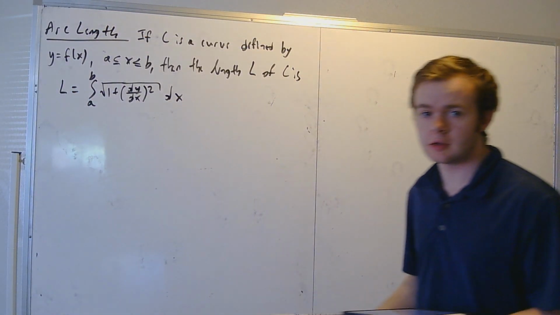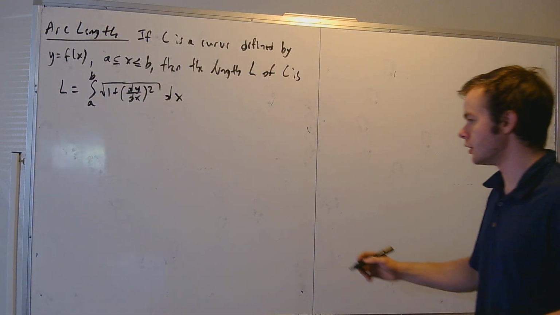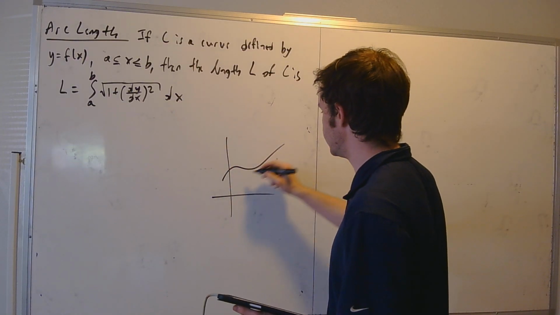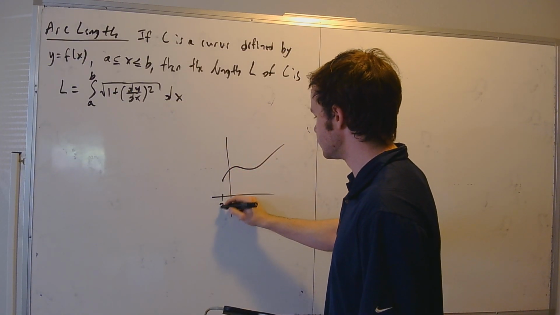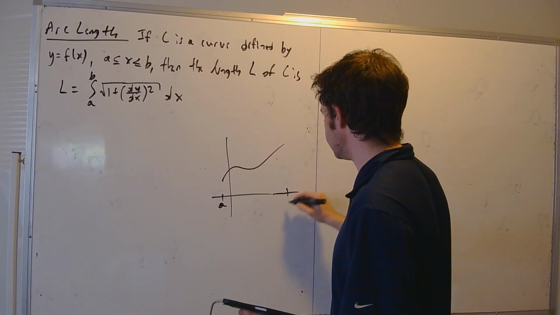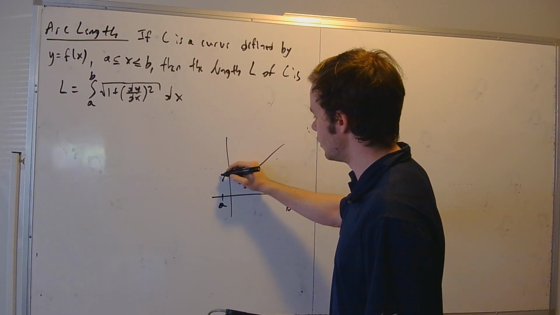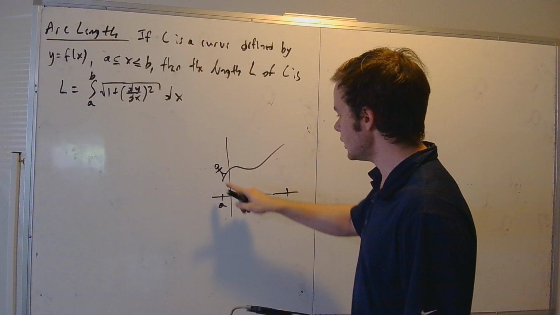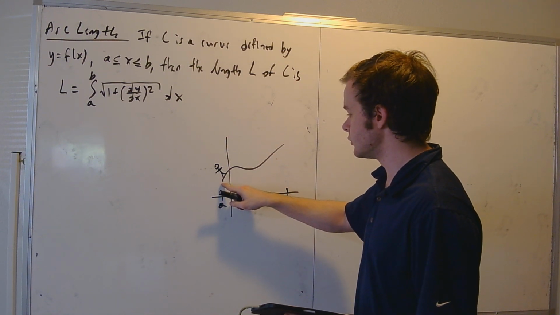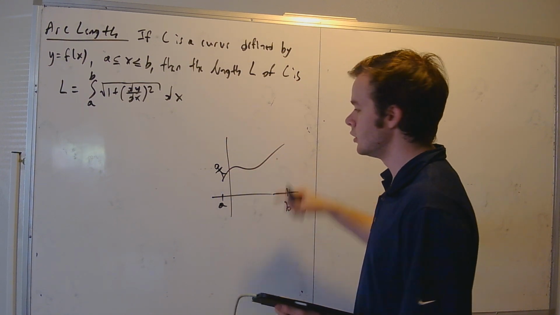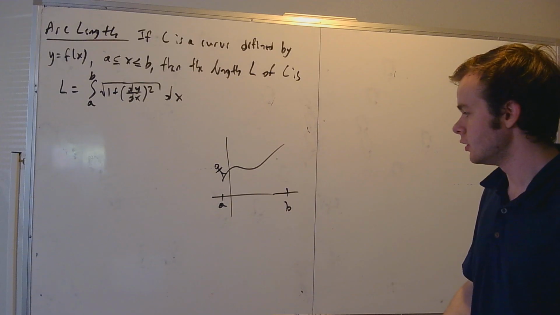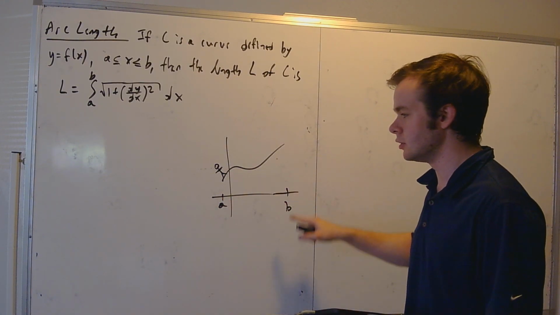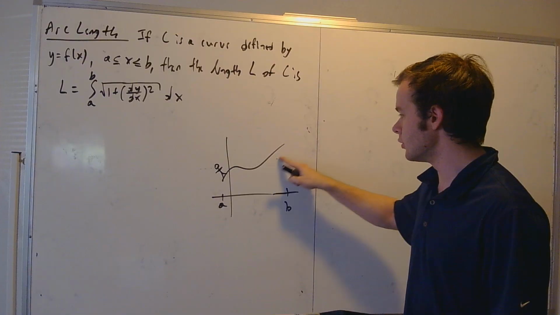So again, arc length is just, let's say you have some graph here. Starts at A, ends at B. And you have a person walking on the graph. Then the arc length of the graph is just the distance that this person walks along this curve. So it's not just the distance from A to B, because that would just be a straight line. It's the distance on the curve from A to B.